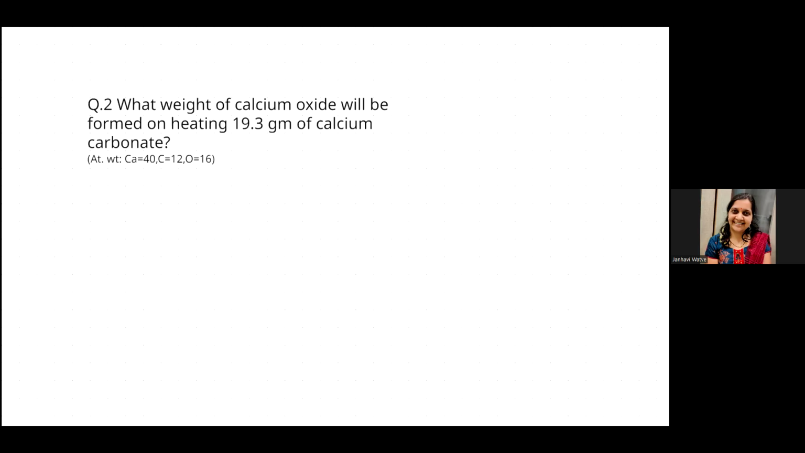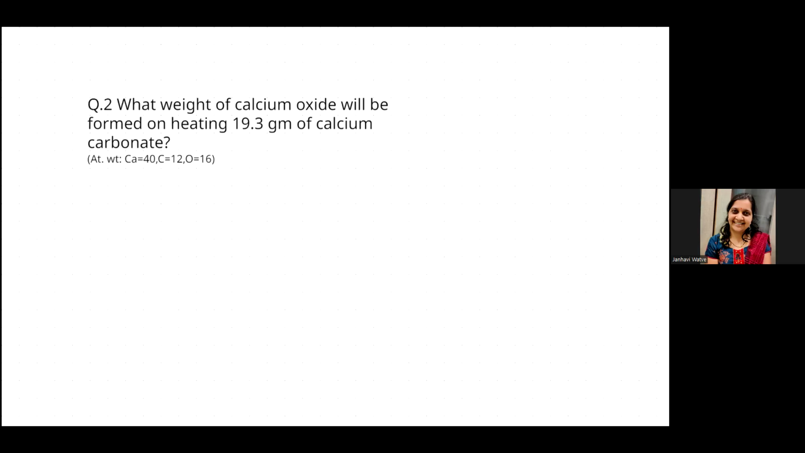Now see the second problem, which is again similar, but here the formulas of the compounds, that is calcium oxide and calcium carbonate, are not given. So you have to keep that in mind also: calcium oxide is CaO and calcium carbonate is CaCO3. The problem is again similar, just the values are different.